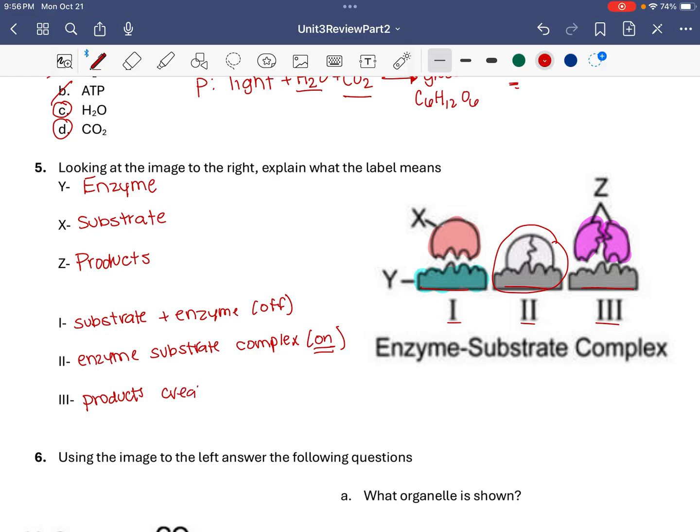And then once you're done there, your enzyme turns off. There's nothing connected to it. If you look here, your enzyme is off, nothing's connected to it. It's not broken, it's just waiting for a substrate to come again and then restart the process.